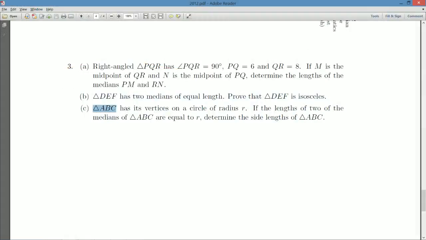Alright. Triangle ABC has its vertices on a circle of radius R. Okay, so that's going to be the circumcircle. If the lengths of two of the medians of ABC are equal to R, determine the side lengths of triangle ABC. Okay. So what are we going to do here? Well, it's probably best to start off by drawing a picture.